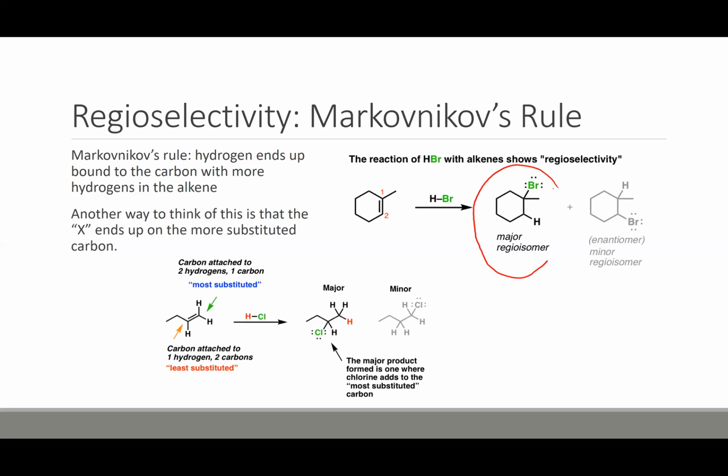And thus will result in this product, not the product where bromine goes on the less substituted carbon. Here's another example down here. This is using HCl. And again, you can think of it that the chlorine will go onto the more substituted carbon and the hydrogen will go onto the least substituted carbon, making this the major product. Hydrogens go where there are more hydrogens, where it is the least substituted, and the carbon attaches to the more substituted.